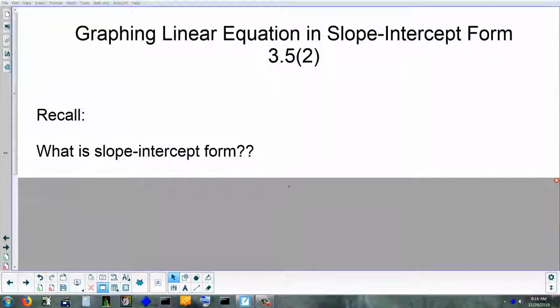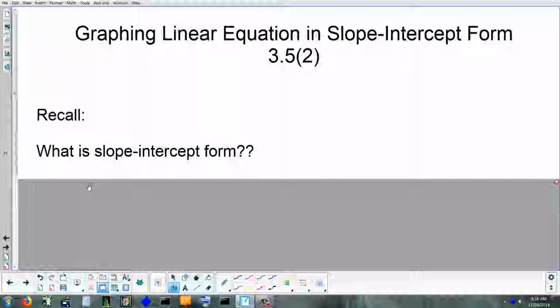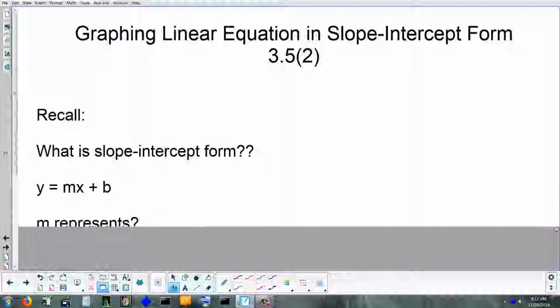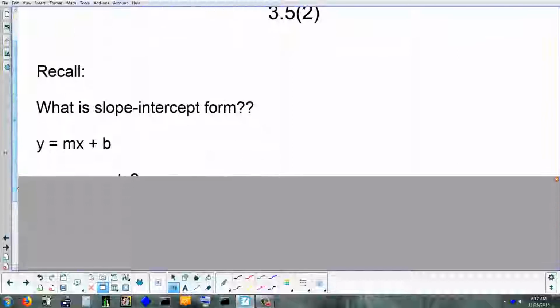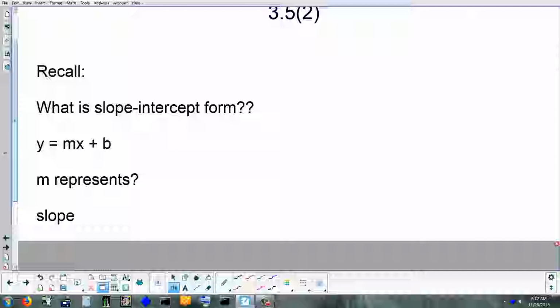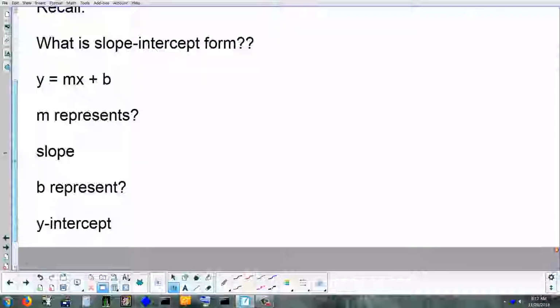Alright, so let's take a look at the last part of section 3.5. So we started talking about slope-intercept form. Someone remind me what slope-intercept form is? Y equals mx plus b. There you go. And the m, what does that represent again? Slope. And the b? That's your y-intercept. What does that mean? Y-intercept is where what happens? The line crosses the y-axis. Yeah, exactly. It's where the line crosses the y-axis.